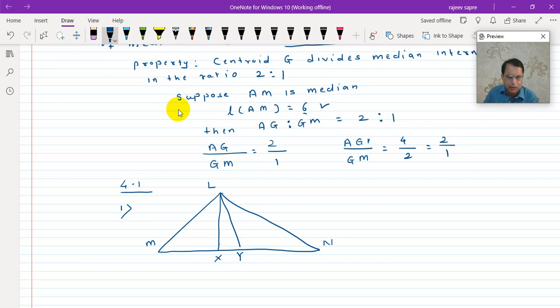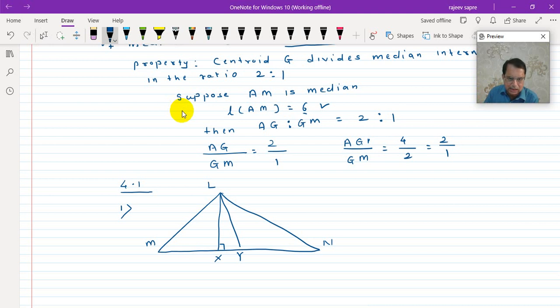Okay, now here they have given this. In triangle LMN, LX is an altitude and LY is a median. Write the names of the appropriate segments. You know that at X there is a right angle.